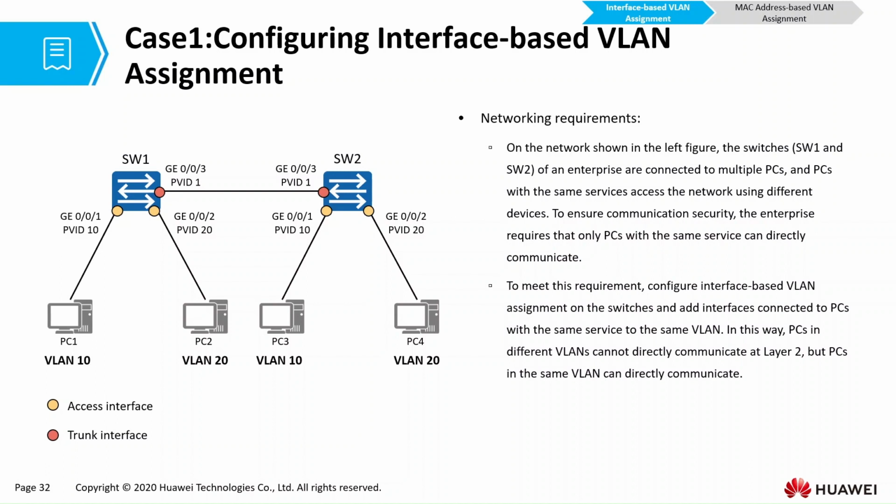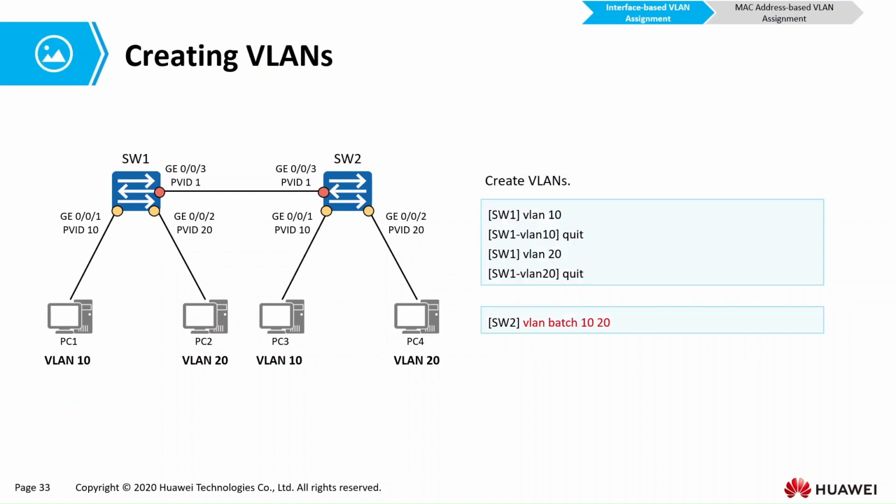So you make PC1 and PC3 belong to VLAN 10, and PC2 and PC4 belong to VLAN 20. Here they show you an example of how you assign. You can create them one by one, or you can use a VLAN batch. Remember, on each of the switches you have to create the VLAN, so here you create it again on your switch 2.